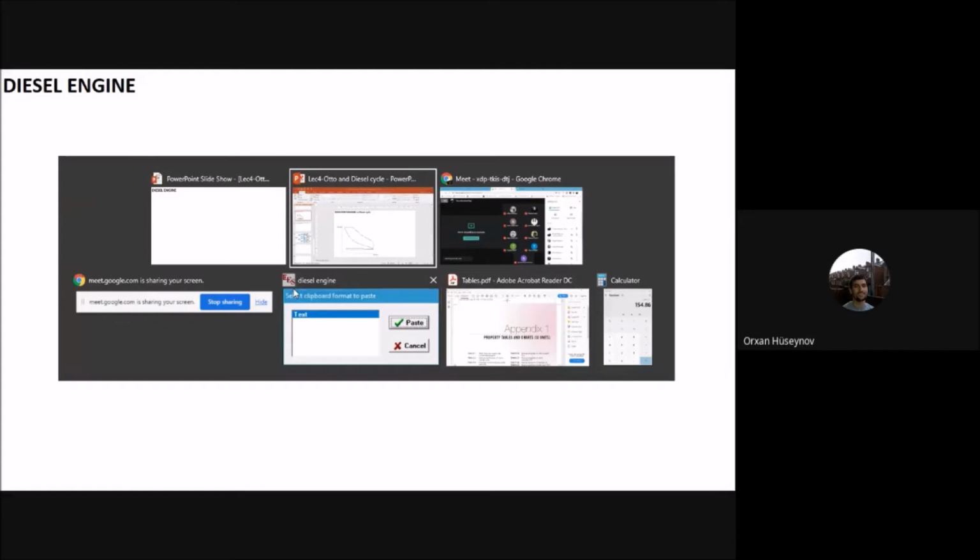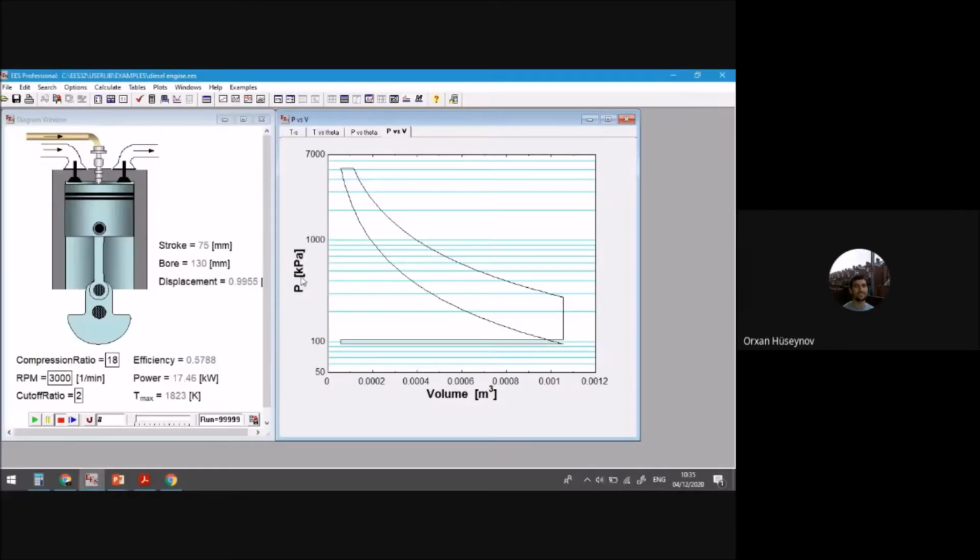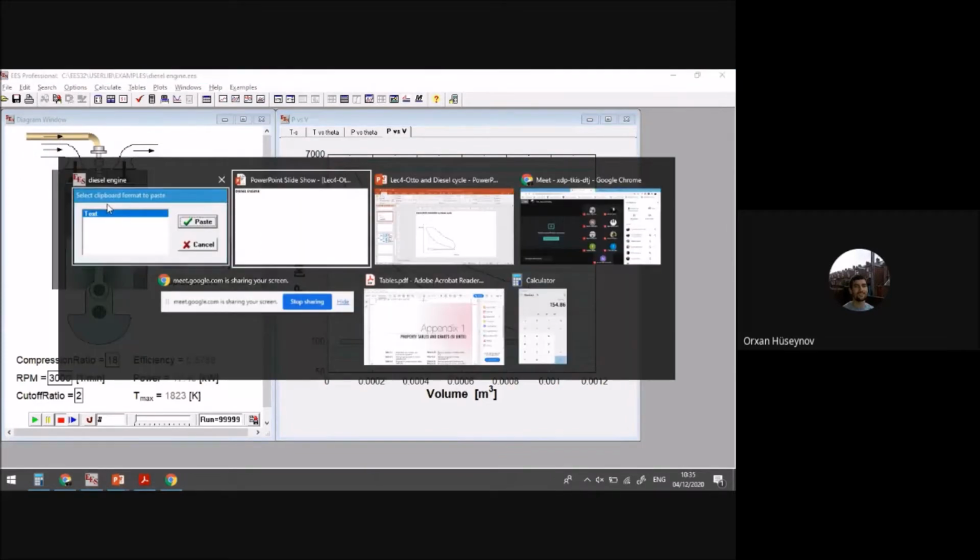So first we will talk about the pressure versus volume diagram of the diesel engine. So this one is the diesel engine. First, I should tell you the differences between the petrol engine and the diesel engine.